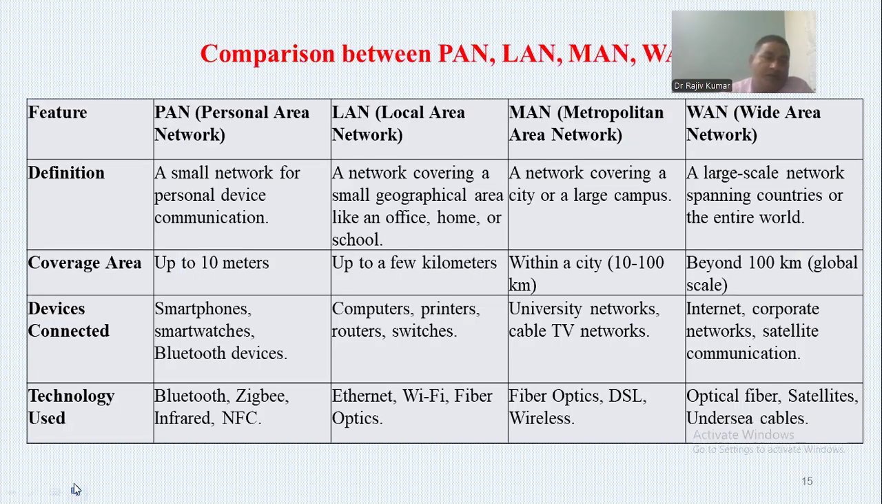Now there is a comparison between PAN, LAN, MAN, and WAN. The definition I have already discussed, and the coverage area also. Devices connected here: smartphones, smartwatches, Bluetooth, computers, printers, routers, switches, university network, cable TV network, internet, corporate network, satellite communication. For technology used: in PAN we are using Bluetooth, Zigbee, infrared; in local area network, Ethernet, Wi-Fi, fiber optics; in MAN we can also use fiber optic, DSL, wireless; in wide area network, optical fiber and satellite.